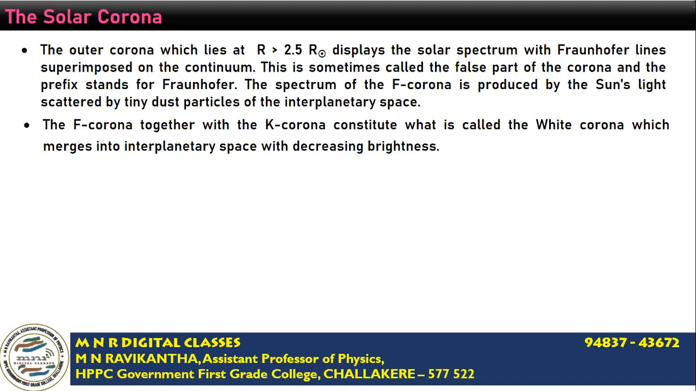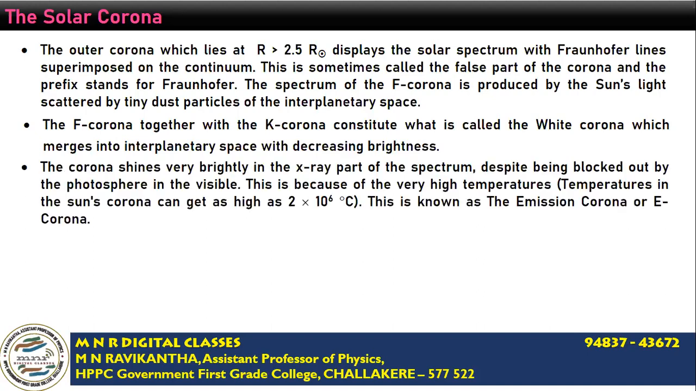The F corona together with the K corona constitutes what is called the white corona, which merges into interplanetary space with decreasing brightness. The corona shines very brightly in the X-ray part of the spectrum, despite the photosphere being blocked in the visible region. This is because of the very high temperatures of the corona, which extend up to 2 million Kelvin. This shining part, in the X-ray part of the spectrum, is called the emission corona or E corona.